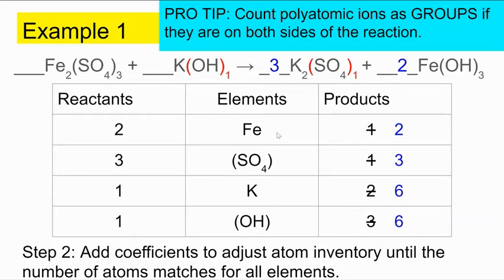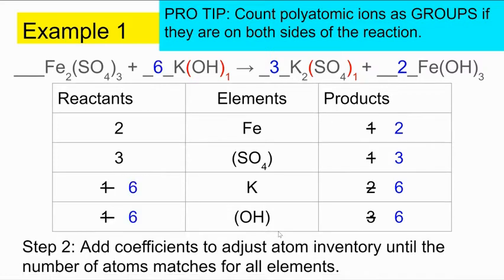All right, now we have Fe and sulfate balanced. Let's look at potassium. I have 6 potassiums as products and only 1 as reactants. What number do I want to put in front of the KOH that will not only fix the potassium, it will also fix the hydroxide? Hopefully you told me a 6. I will now have 6 potassium atoms and 6 times 1, or 6 hydroxide groups.